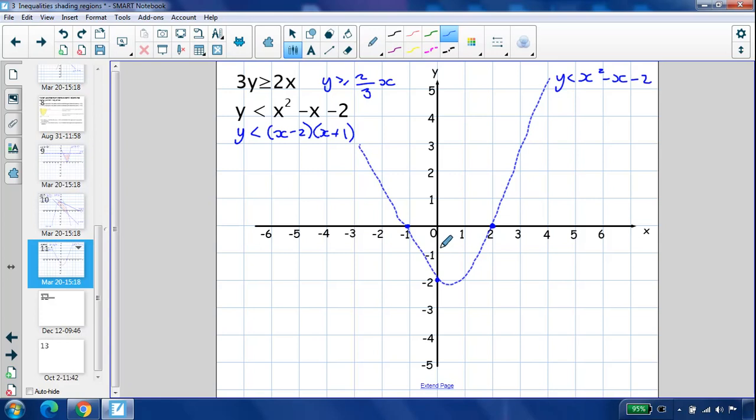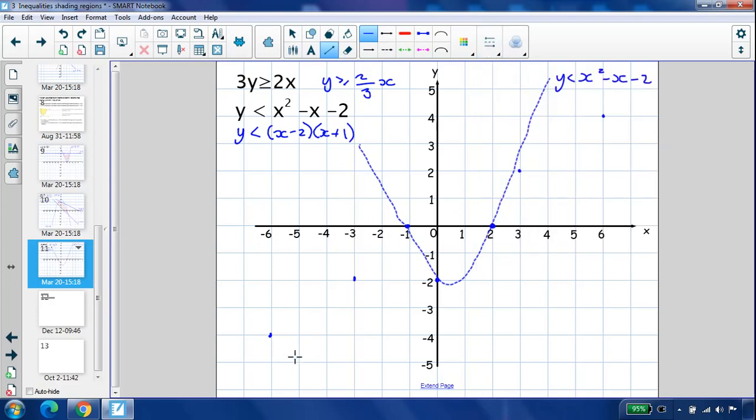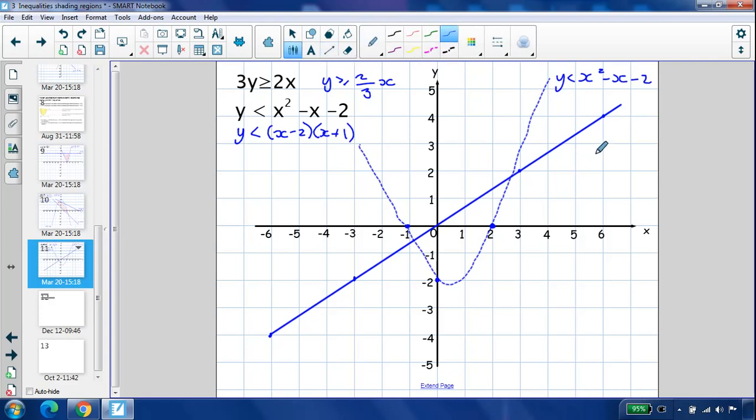So it's going to go across 3 and up 2. Down here, across 3 and up 2. Across 3 and up 2. So let me join those points. And I'll label it.